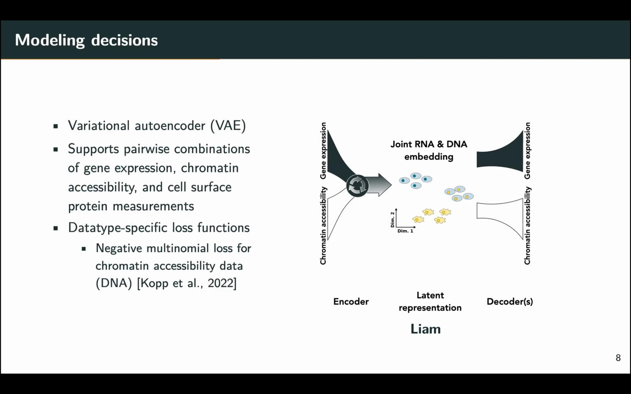LIAM is based on the variational autoencoder framework, and such frameworks have been very successfully employed for unimodal data integration in the past, and we draw from the insights gained from these unimodal cases. LIAM currently supports pairwise combinations of gene expression, chromatin accessibility, and cell surface protein markers.